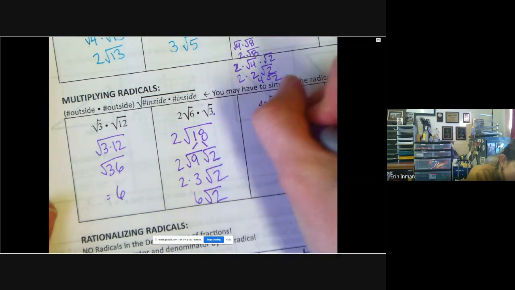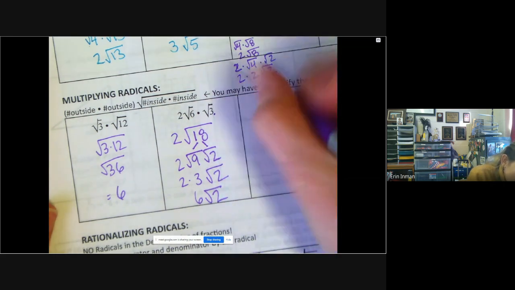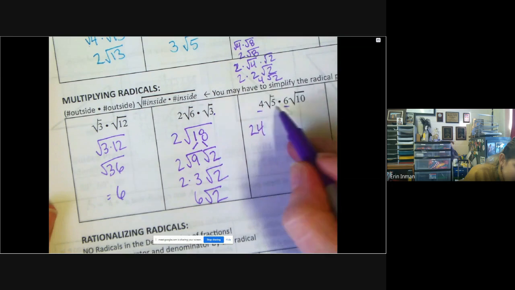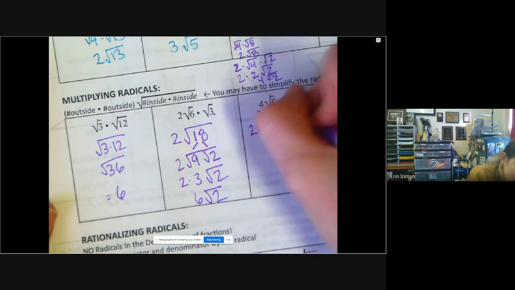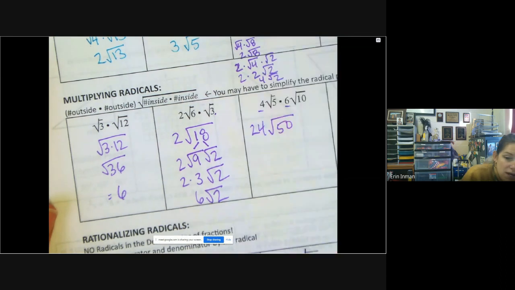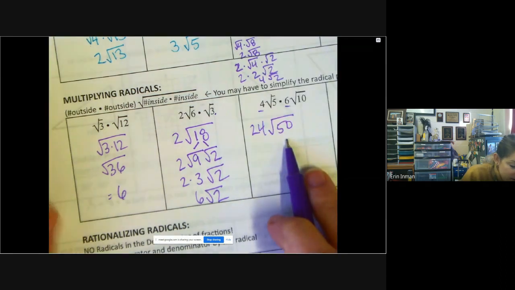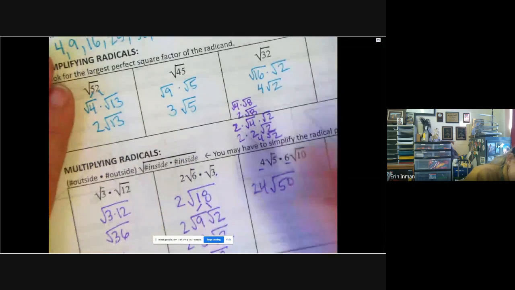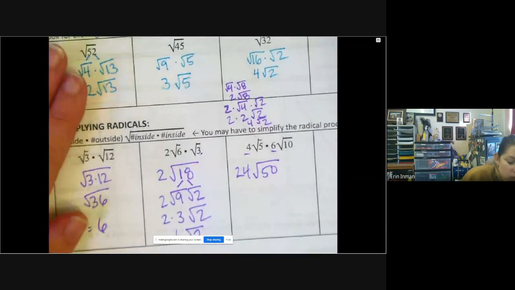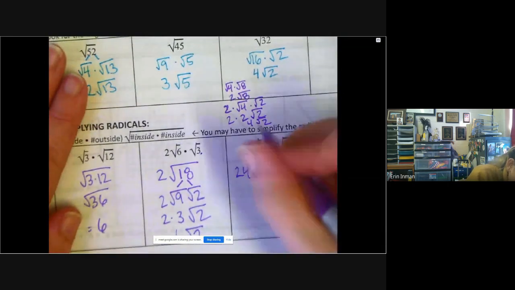Again, outside the radicals, so 4 times 6, that's 24. Inside the radicals, I can't simplify anything the way it is right now. So that's just 50. But now I can. Can you see what perfect square goes into it? Let's look back up here. 25 and 2. The more you practice with these, the easier it becomes.